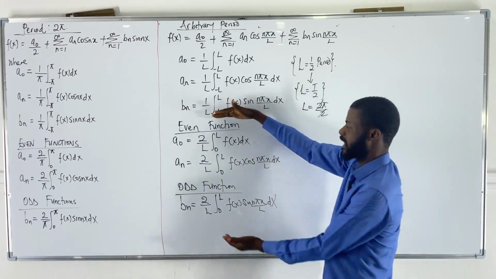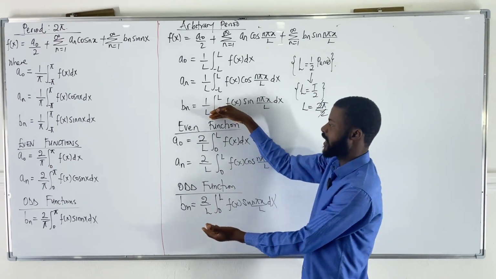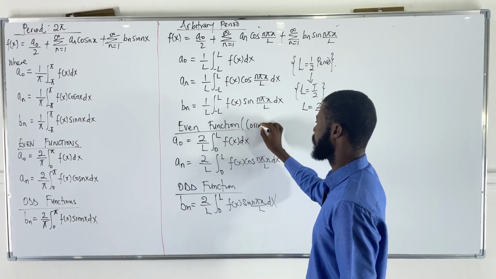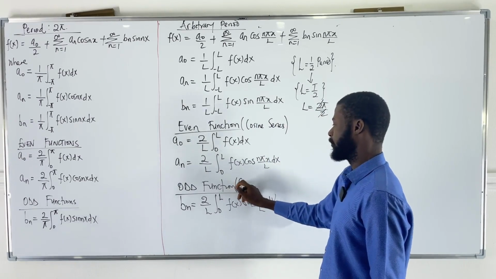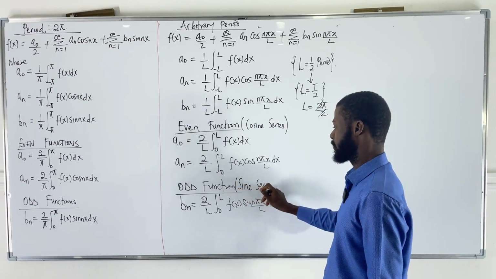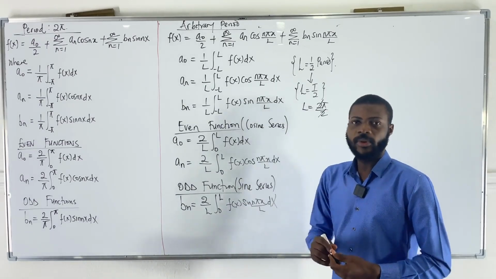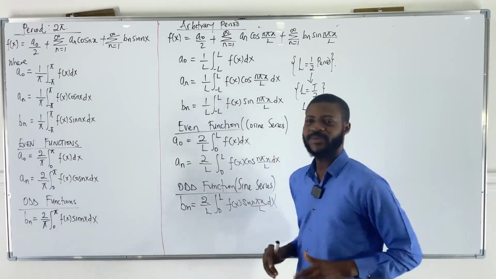Now remember that these formulas here are still the same formulas if you were told to find half range. If you're asked to find half range, this even case actually means your cosine series. Then this odd case would mean your sine series. So it's still just the same. There's not much difference. This is just the difference between them.